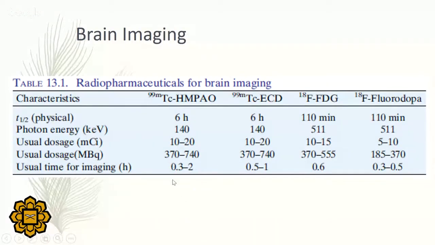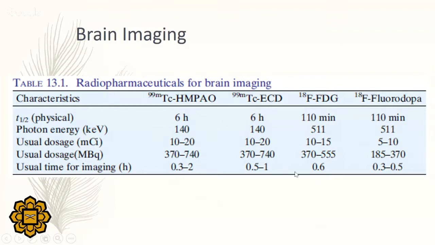So the first three factors depend on the radionuclide itself, while the imaging time depends on the pharmaceutical, the drug used with it. Here we look at 18-fluorine. The half-life of fluorine is about 110 minutes. The photon energy is about 511 keV. The usual dosage is about 10 to 15 millicurie, and about 370 to 555 megabecquerel. The time for imaging is usually 0.6 hours post-administration to get the image.